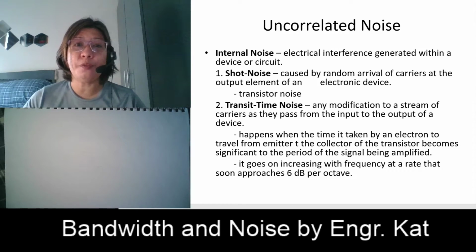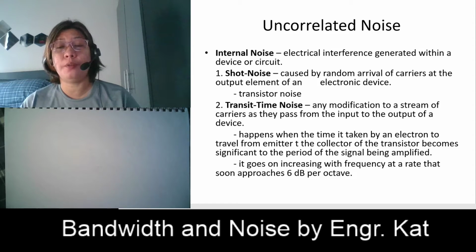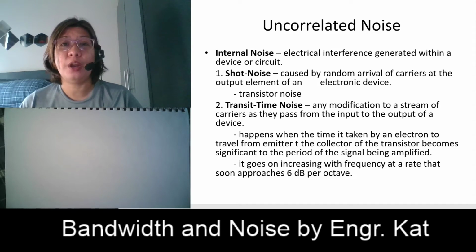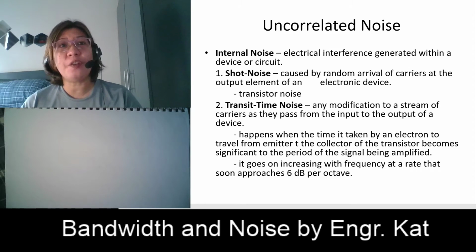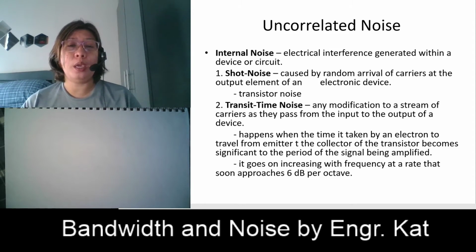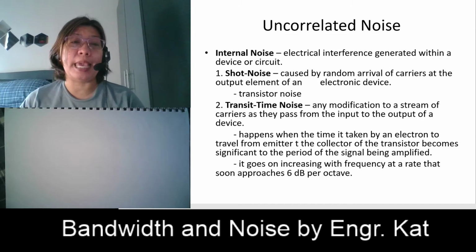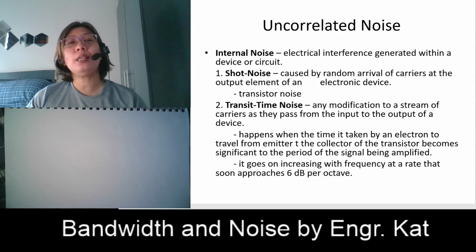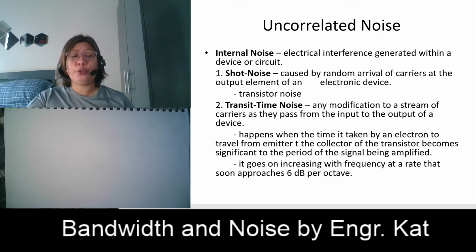They are constantly moving, so we produce shot noise. It is caused by the random arrival of your carriers at the output element of your electronic device. For example, with an amplifier, usually we experience this at the collector side. If you have a FET, you experience that at the drain side, or at the output terminal of your device. We also call this transistor noise.